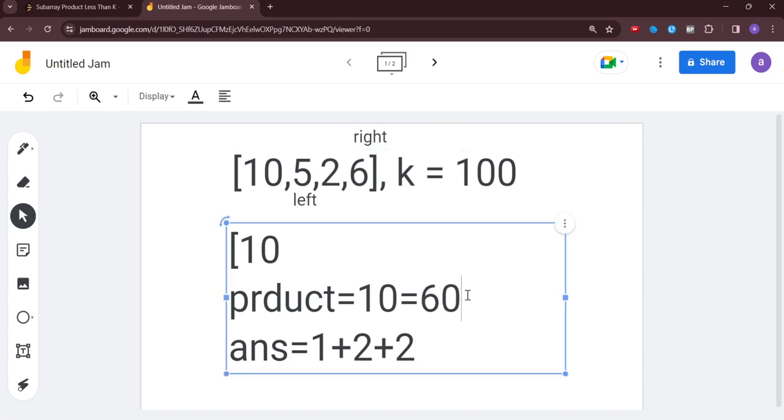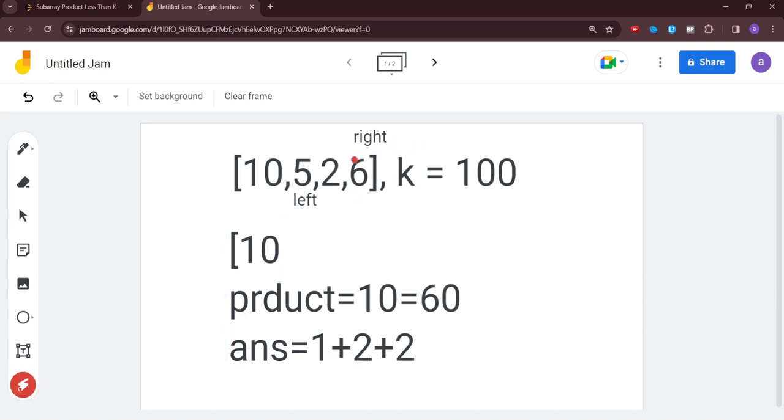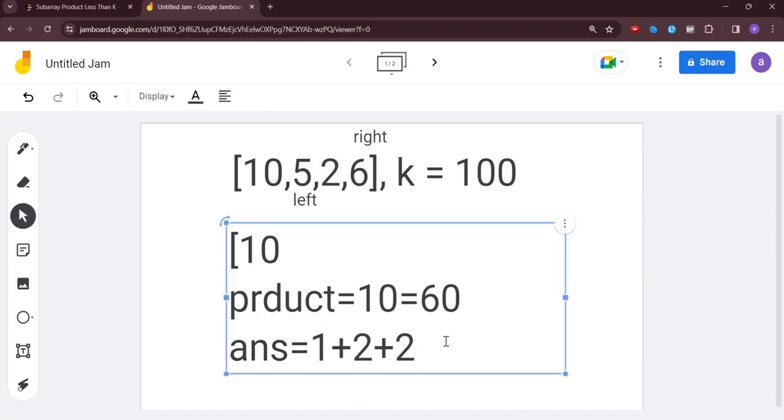Then my answer is going to be 60. Now it is less than k, so we will be considering all the subarrays which will be ending at this particular point from this particular left. So which is going to be only 6 as a subarray, and then 2 6 is one more subarray, and then 5 2 6 is going to be one more subarray. So those are the three subarrays we can build with 6 as our ending element.